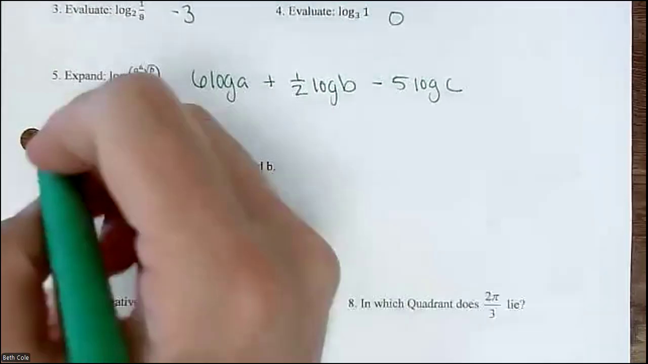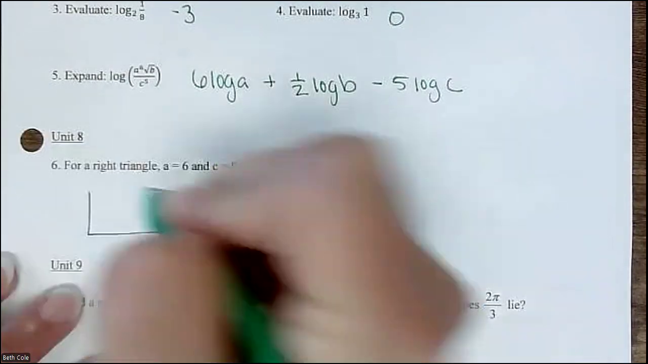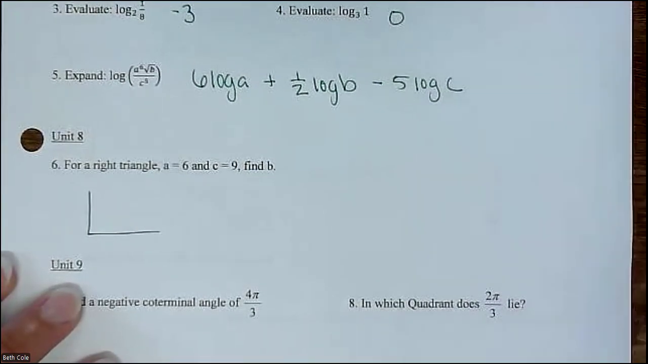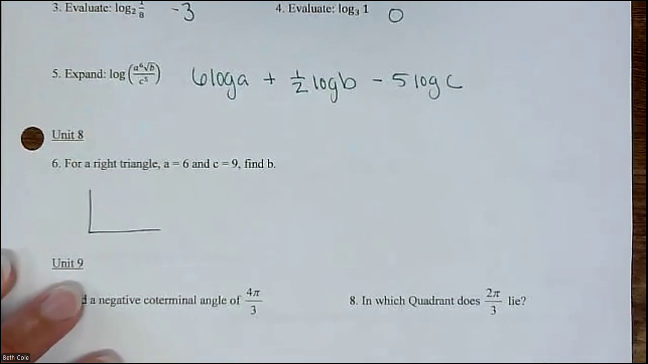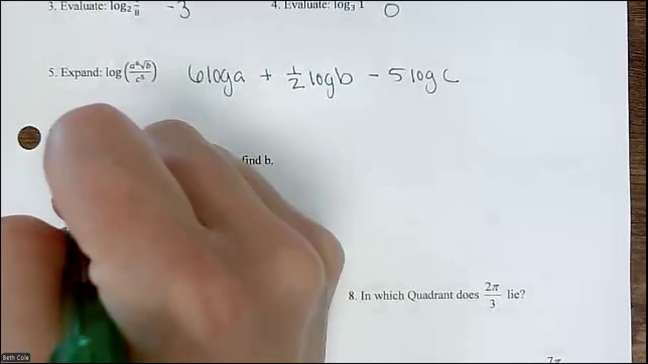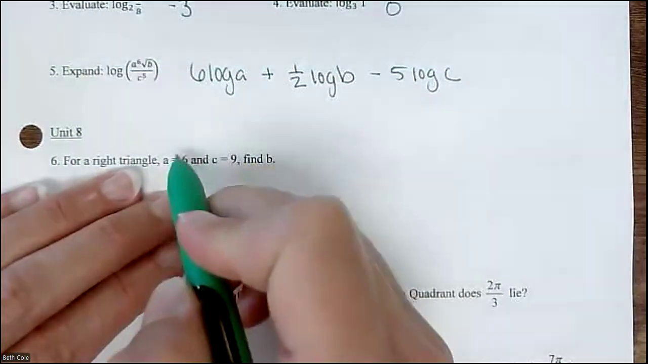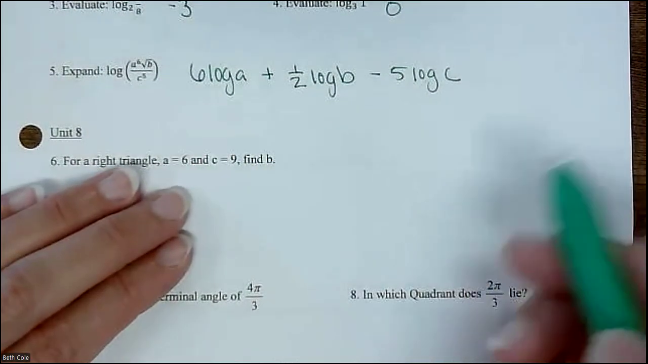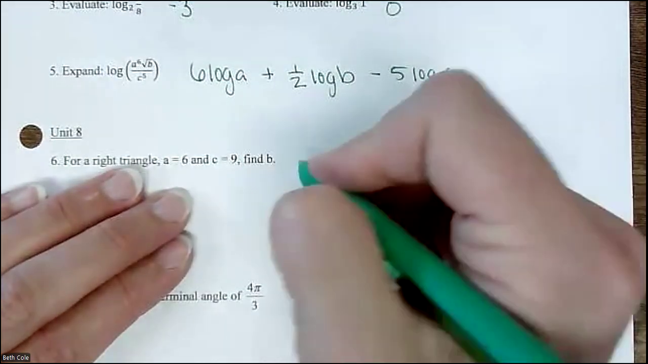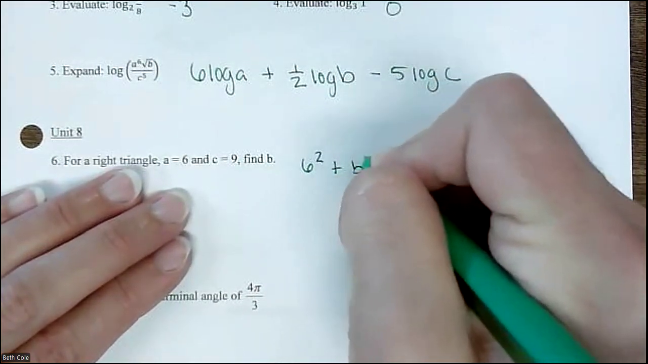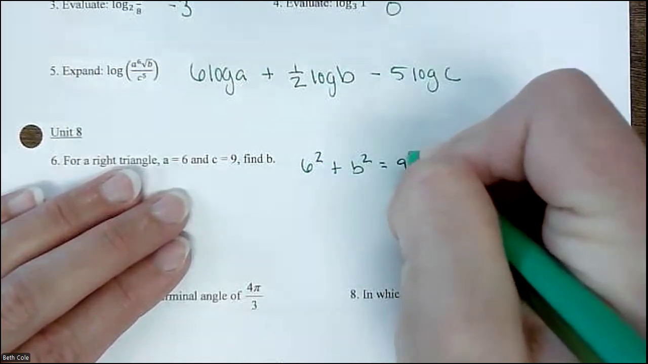All right, for a right triangle, so go ahead and draw yourself a right triangle. Or actually, you know what? We don't even need to draw a picture for this. It's that easy. I got rid of my whiteout. So I'm going to finish drawing my triangle anyway, even though we don't need it. Just forget that. We have A and we have C, find B. It's Pythagorean theorem. So it's going to be 6 squared plus B squared equals 9 squared.